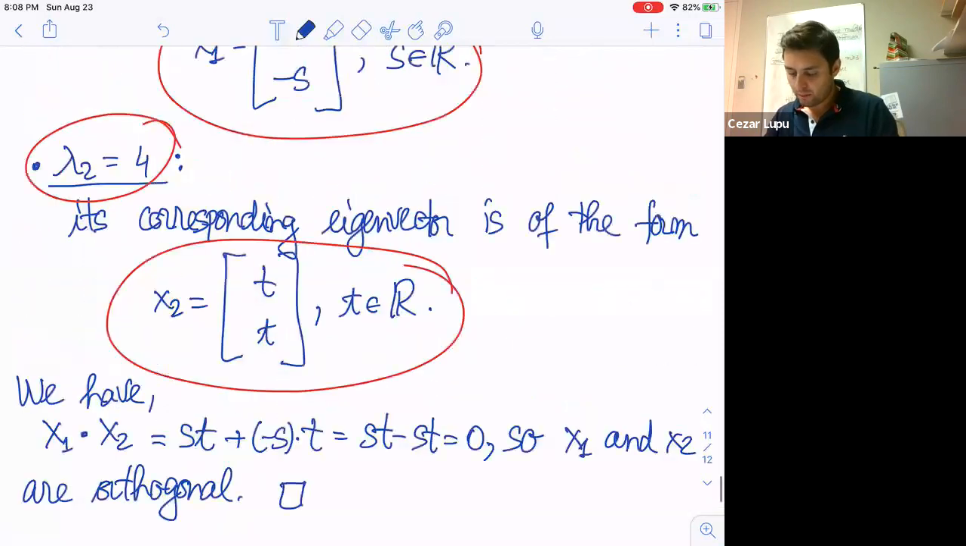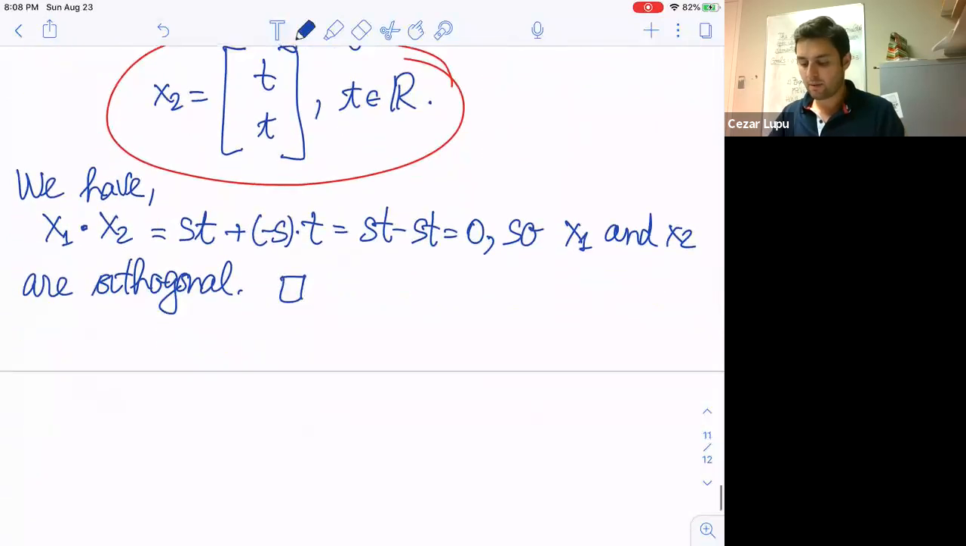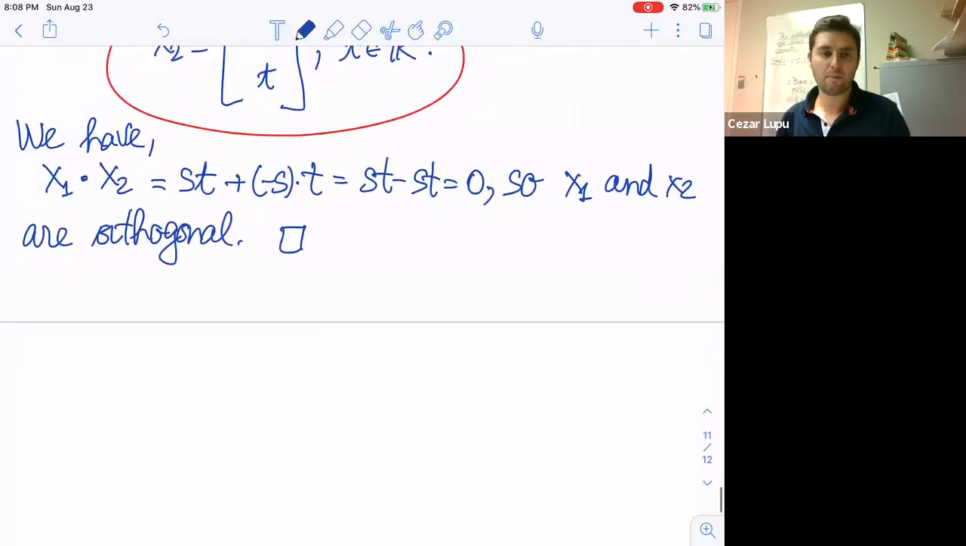And now we want to talk about the main, the most important thing of this lecture, which is orthogonal diagonalization.